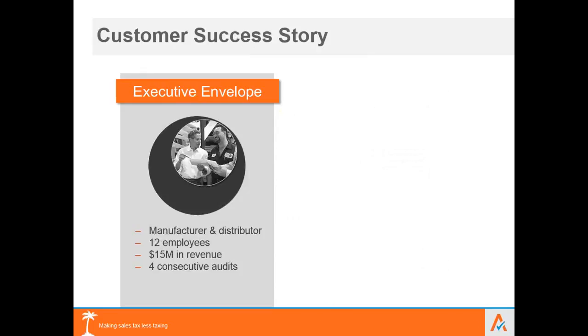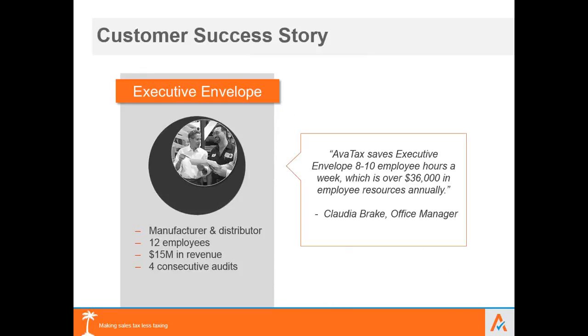All right, a couple of customer success stories here. What we have here is Executive Envelope. It's a 12-employee company. They do about $15 million in revenue every year, and they incurred 4 consecutive audits. You'll see here their office manager quoted, AvaTax saves Executive Envelope 8 to 10 employee hours every week, which they've calculated to be over $36,000 annually.